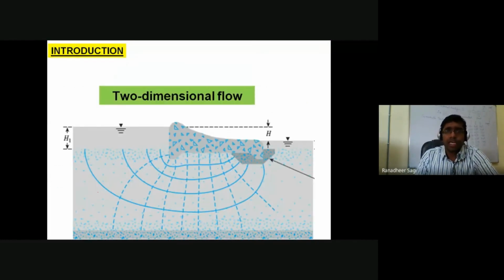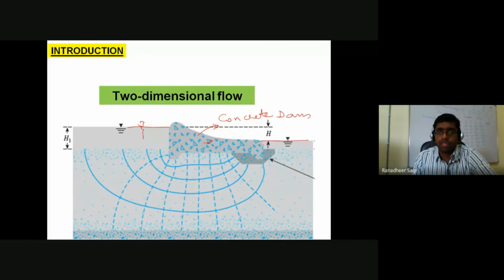This is typically another kind of structure what we have here. This structure is nothing but a concrete dam. So we have some storage on the upstream. This is the water storage on the upstream, and this is the water storage on the downstream. This is your soil strata, what we are trying to look at. And your concrete structure bottom is something like this.